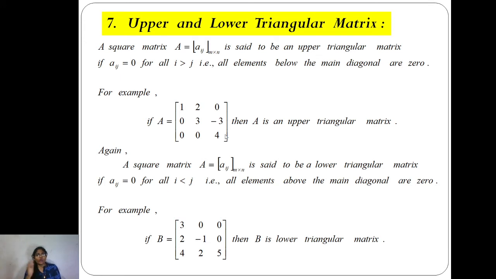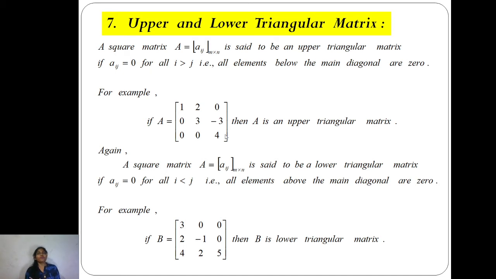Okay, a lower triangular matrix, a square matrix capital A equals to Aij m by n is said to be a lower triangular matrix if Aij equals to 0 for all i less than j, that is all elements above the main diagonal are 0, must be 0.